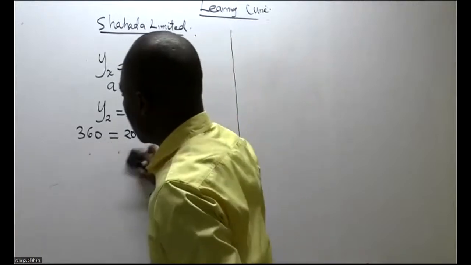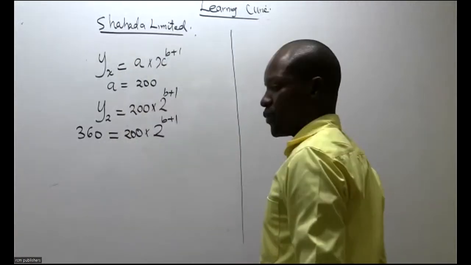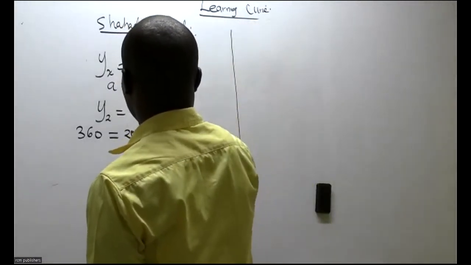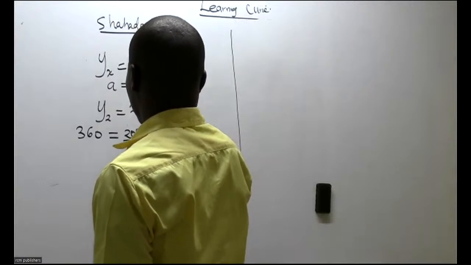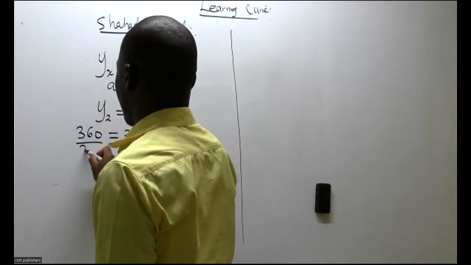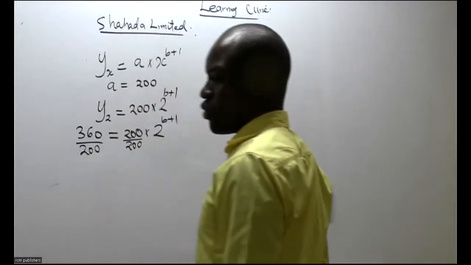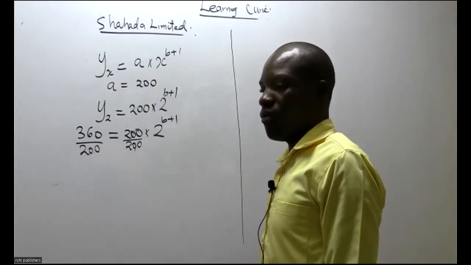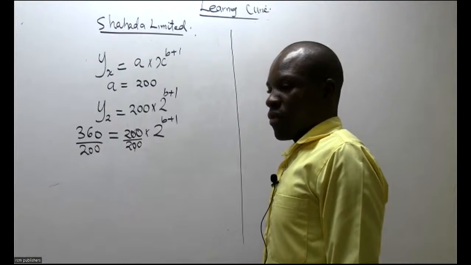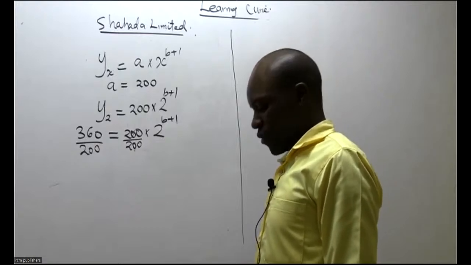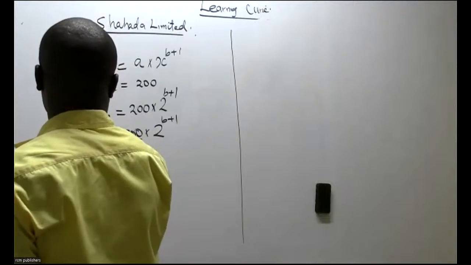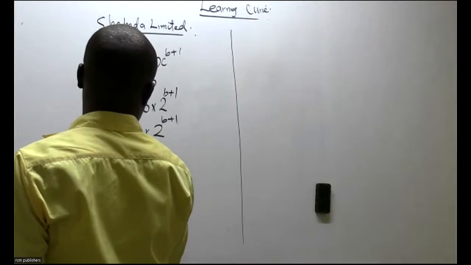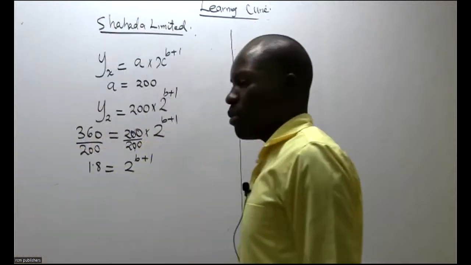So let's now carve this in place. At this point, to make this simple, divide both sides by 200. What are we going to have? Of course, this one will be 1. How about the other one? We'll be having 1.8, which is equivalent to 2 raised to power B plus 1.